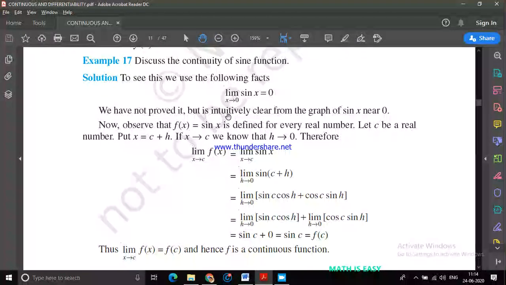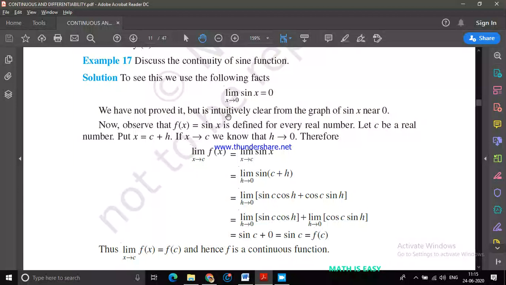Then the sine function, if you remember the sine function graph, it is an oscillating function between -1 and 1, but there is no break in the graph. So hence sine is a continuous function. Cos is also a continuous function. The graph of cos is also an oscillating function from -1 to 1. So hence it is also a continuous function.